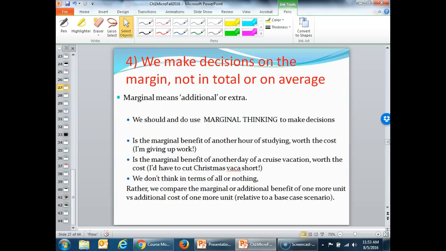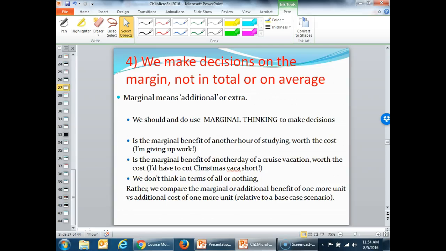All right? This is another really fundamental concept, and this is kind of what we teach when we teach engineering, is marginal thinking. Marginal means extra or additional. In general, humans do use marginal thinking to make decisions. So what is the marginal benefit of another hour of studying? Is it worth the cost that I'm giving up? I'm not going to say, is it worth it to study at all versus not study at all? Rather, I'm already studying. Should I study that extra hour? Yes or no? I'm always going to look at the benefit versus the cost of that one extra unit.